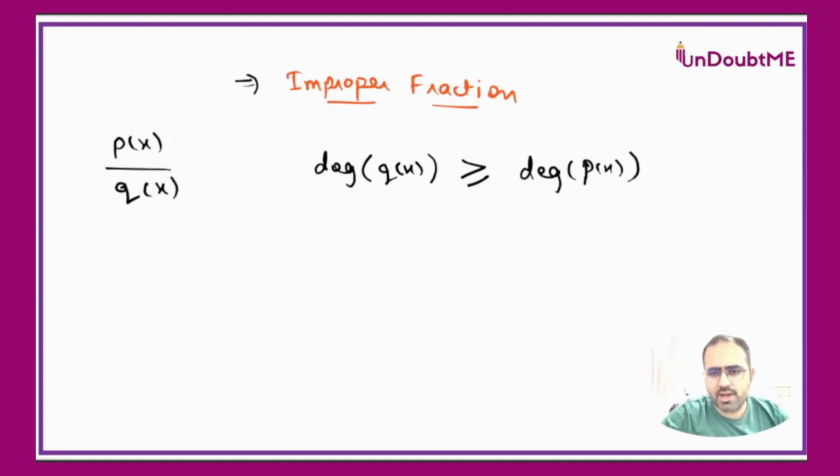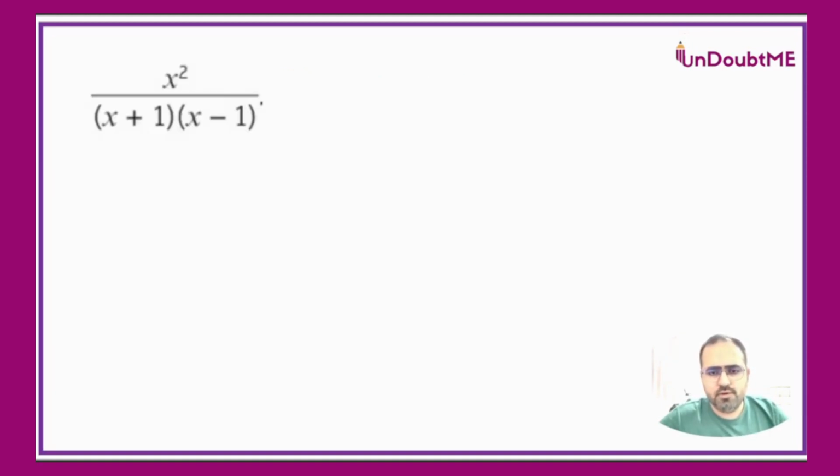So how do we do that? Let us see how an improper fraction looks. It's an improper fraction as per the definition we discussed. In this, we can see that the degree of the numerator is 2, while the degree of the denominator is also 2. So we cannot directly go with partial fractions as we have learned earlier. So what we have to do is make it a proper fraction.